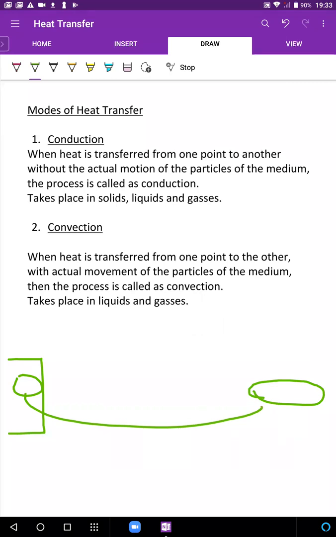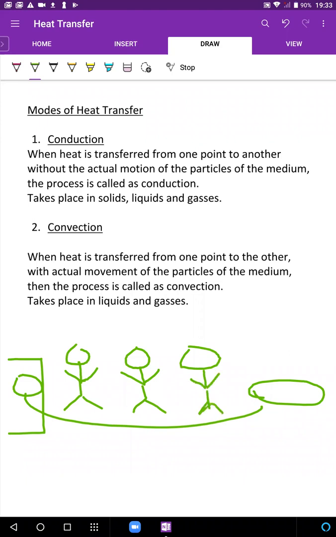Conduction will be like a process where all the waiters are standing, making a chain. They're forming a chain as they stand, and conduction will be like passing the parcel. So they pass one dish. This guy takes the dish, passes to the second guy. Second guy takes the dish, passes to the third guy, and the third guy places it on the table. So that passing the parcel is the scene of conduction, from one to another.